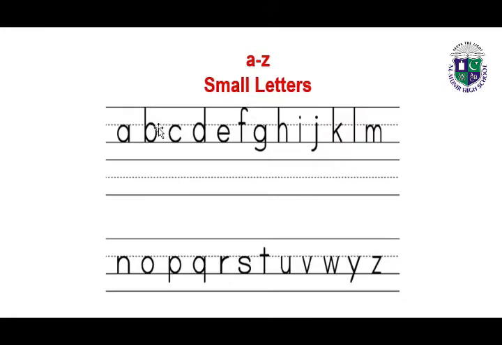Here are your small letters ABC. A, B, C, D, E, F, G, H, I, J, K, L, M, N, O, P, Q, R, S, T, U, V, W, X, Y, Z.